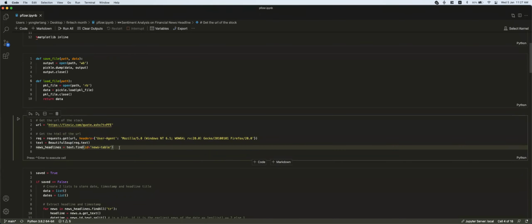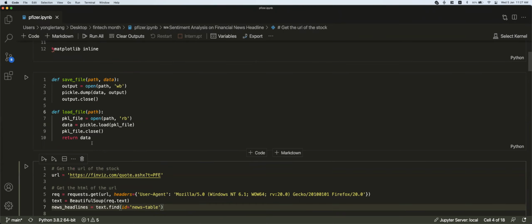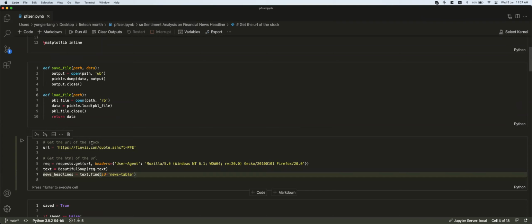Sorry, Yongler, could you zoom in a bit? Yeah, it's a bit tiny. Sorry. Can you see now? Yeah, better. Sorry about that.